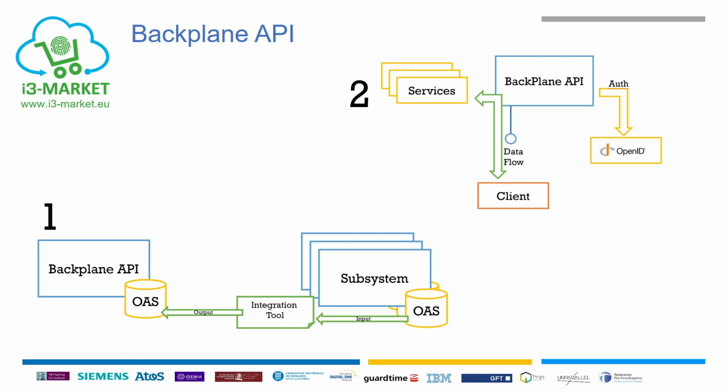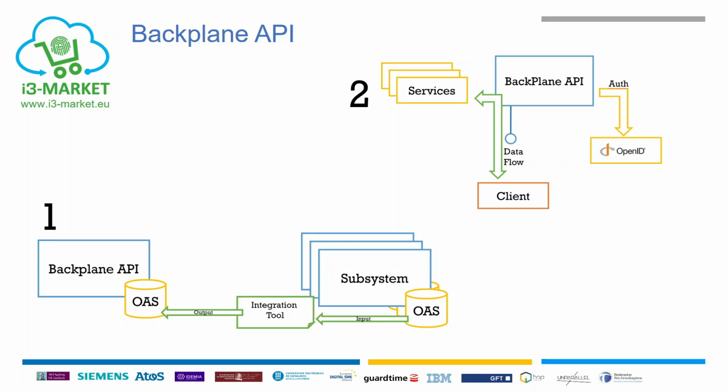On figure number 2, we can see how, when a client accesses a service on the Backplane API, the data travels between the service and the client through the Backplane API. There are authenticated and unauthenticated methods for those services, and if a method is authenticated, it will be performed with an external authentication method that is an OpenID provider.